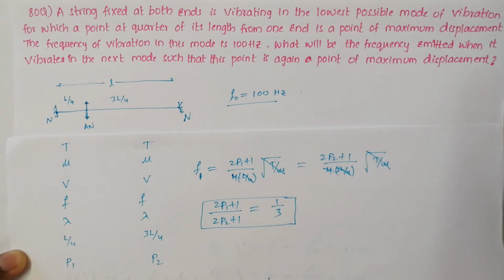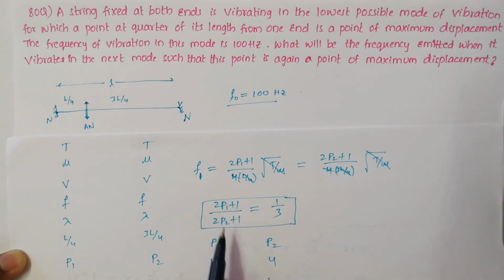Now let us check the possible values of P1 and P2 satisfying this condition. If I substitute P1 as 1, then 3 times 3 is 9, from there we will get P2 as 4. Next, if I substitute P1 as 2, let us check what values we'll get.